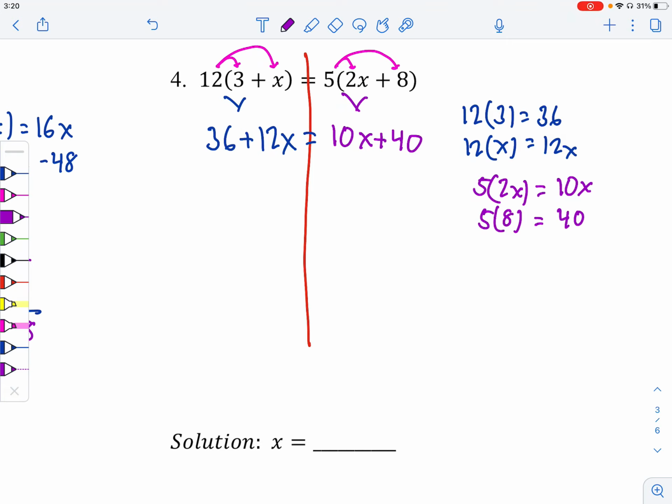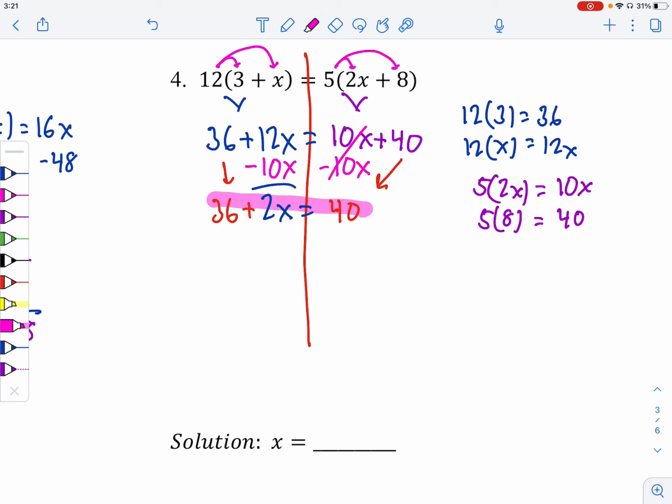So now we have variables on the right side again, so now we can subtract the x's on the right. So subtract that 10x. Do it to both sides, line up our x values. It's going to cancel. So 12 minus 10 is 2 x values. I'm going to bring down this 36. Bring down the 40 on the right. So now we have a two-step equation again that we can solve.